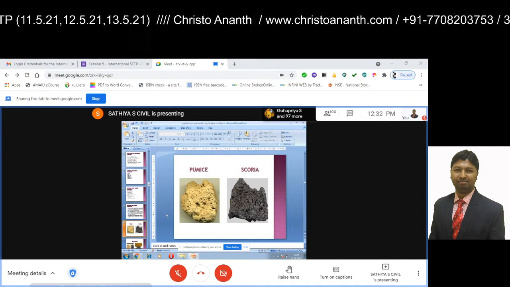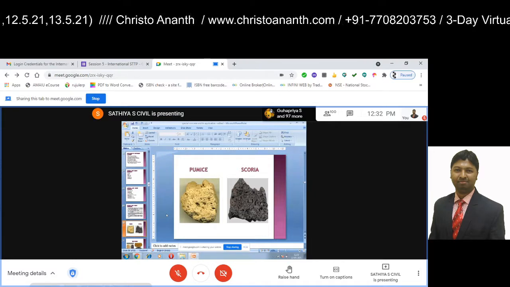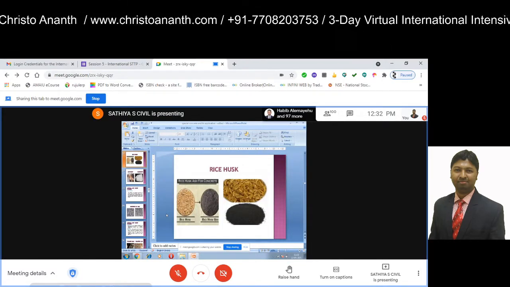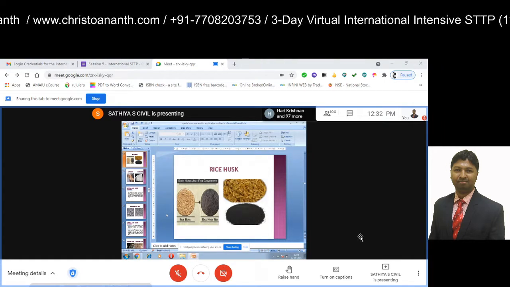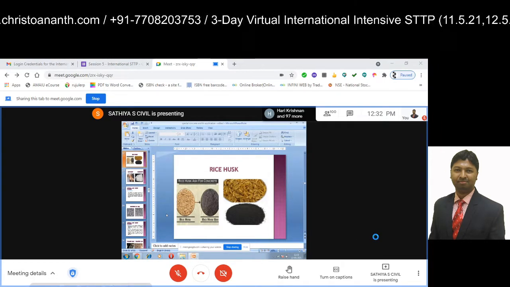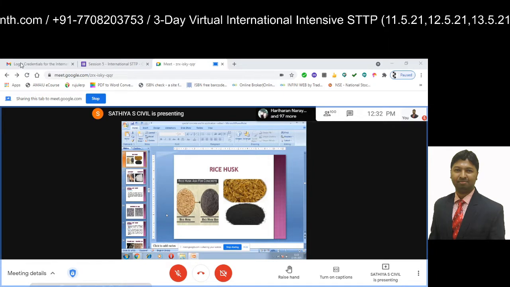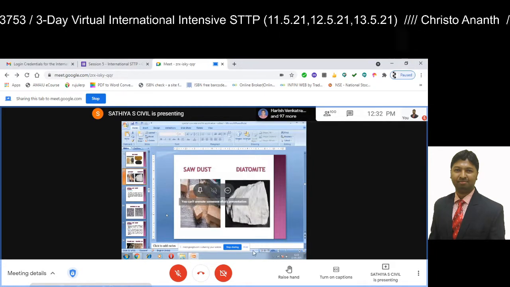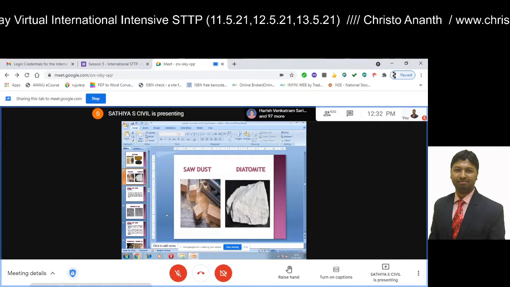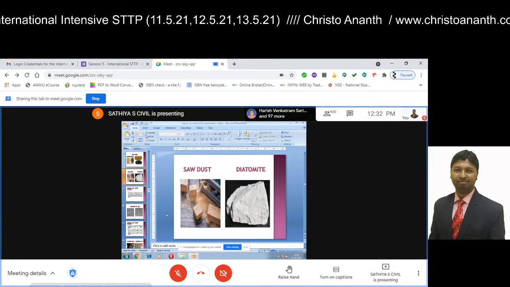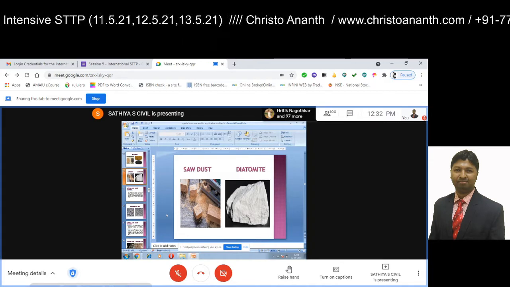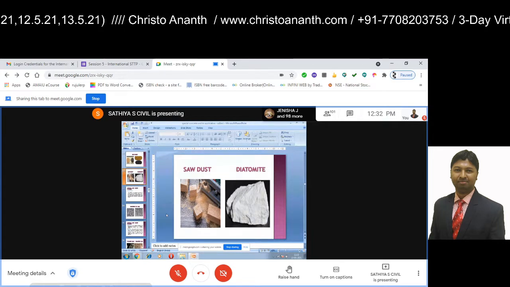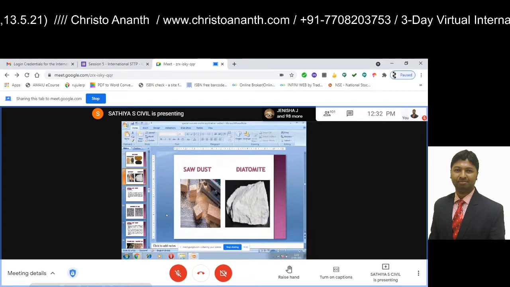This is the image of pumice and scoria. It is naturally available lightweight material. Then this is the image of rices. We can get this waste from the rice mills. And this is the image of sawdust and diatomite. Sawdust, we can get from the carpentry shop, and diatomite is a sedimentary rock and it is white in color.